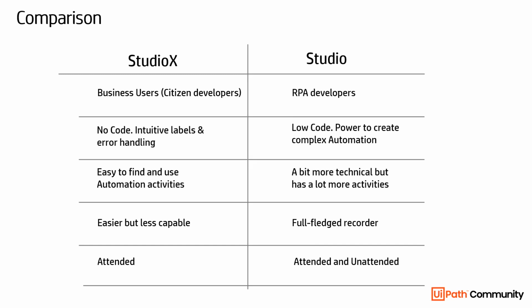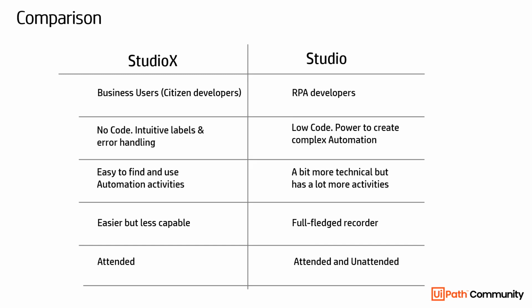But Studio brings us more activities panel. Even we can bring all different skills by building in-house custom activities and all. And it has a lesser capability, but Studio is having a full-fledged recorder where it brings all different citrics and other things into picture. StudioX output is intended towards attended; Studio, towards attended and unattended.